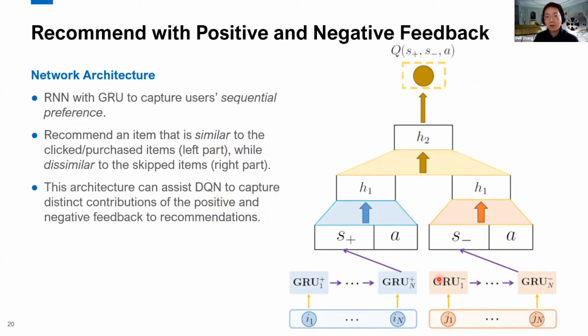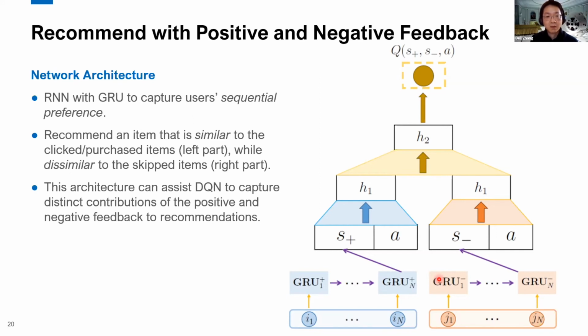So what they suggest is that we should have two separate paths, one for the positive feedback and one for the negative feedback. And because you could have a list of positive feedbacks and a list of negative feedbacks with different lengths, they use a recurrent neural network, one type called GRU, which is a simplified version of LSTM, to encode that sequence of positive or negative feedbacks into one feature representation as the state.